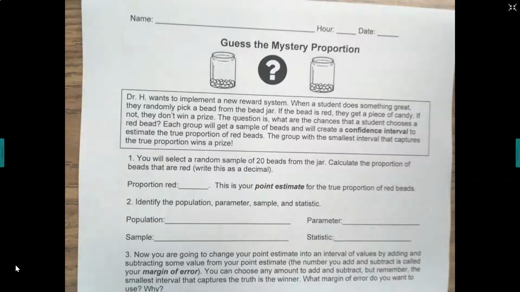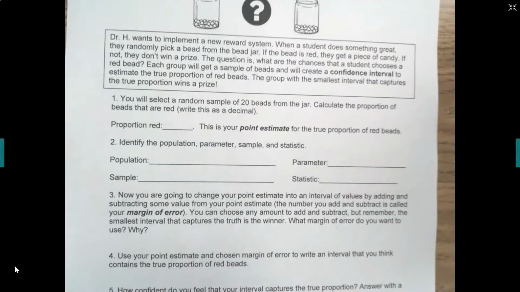All right, so today, the scenario says for a new reward system, you get to pick a bead from a jar, and if you get a red bead, you get a piece of candy. And if you don't, you don't win a prize. So the question is, what are the chances that a student chooses a red bead?